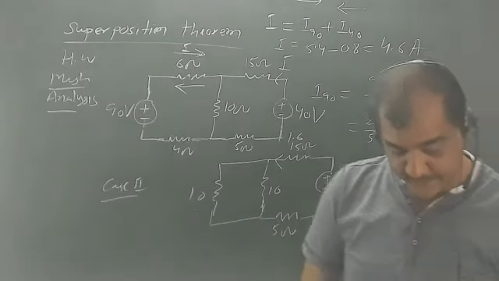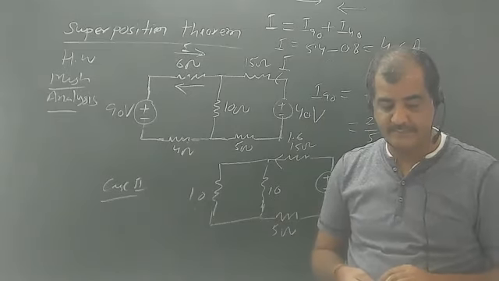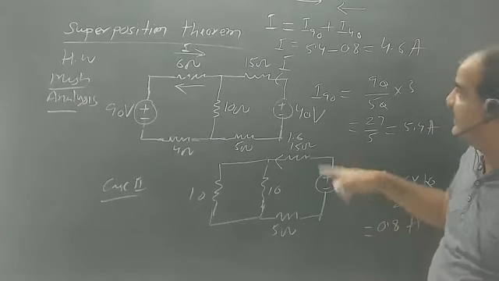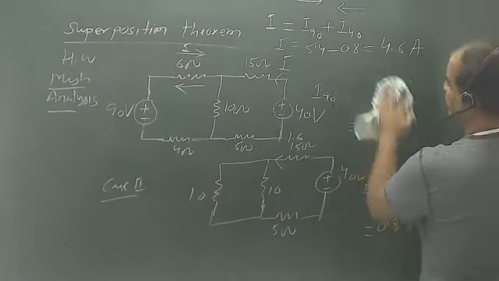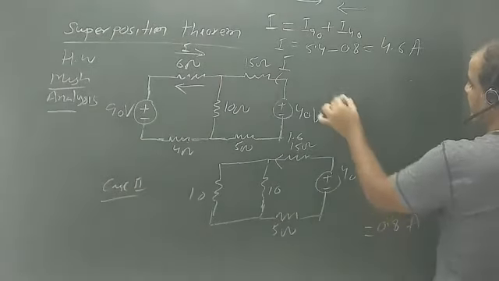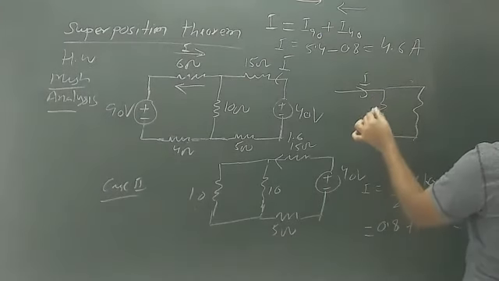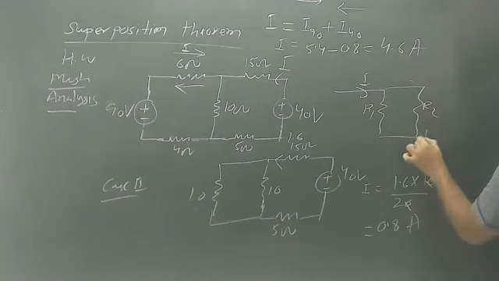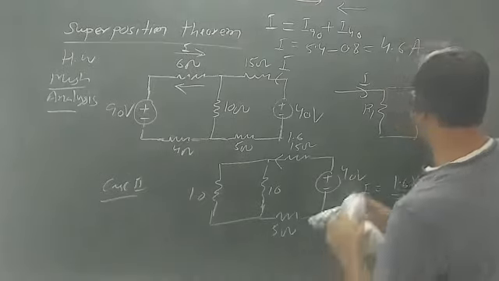Sir, 1.6 into 10/20, what is this, sir? Yesterday we had discussed, you were not in the class, how current divides in resistances. Current division in parallel resistances. So if current is coming, it will divide. If they are equal, R1, R2, and if I want the current in R2, it is I times R1 over the sum. That's it. If you have not done it, you can revise. The video is there on YouTube.